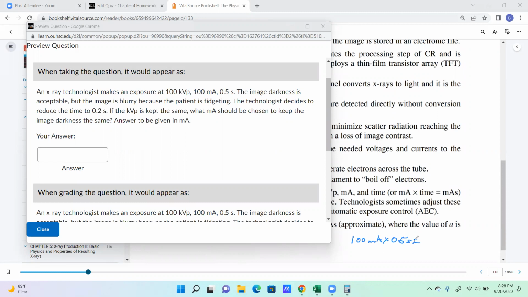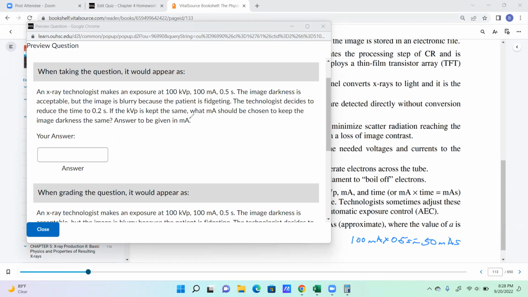And that being the case, that means we end up with 50 MAS. So now the question becomes, if we change the time to 0.2, what sort of MA should be chosen in order to keep the image darkness the same? In other words, our output is going to end up being roughly the same.